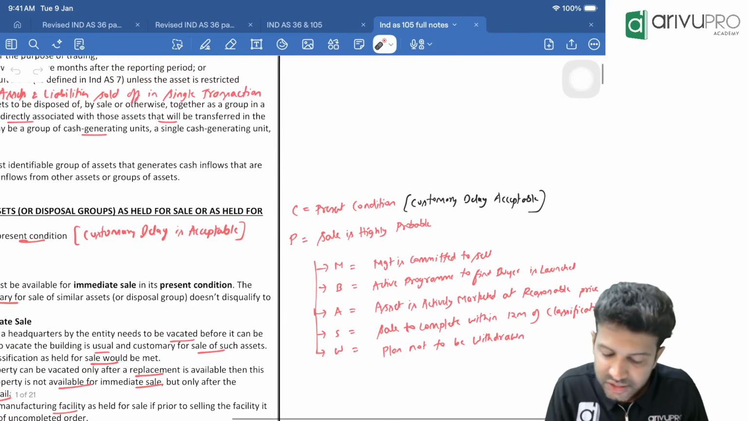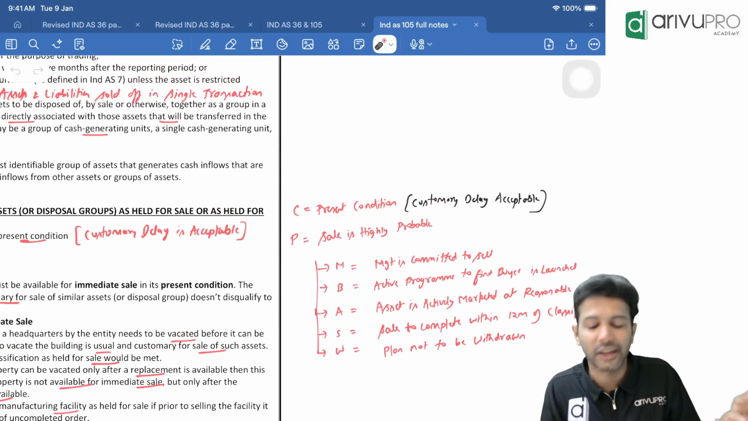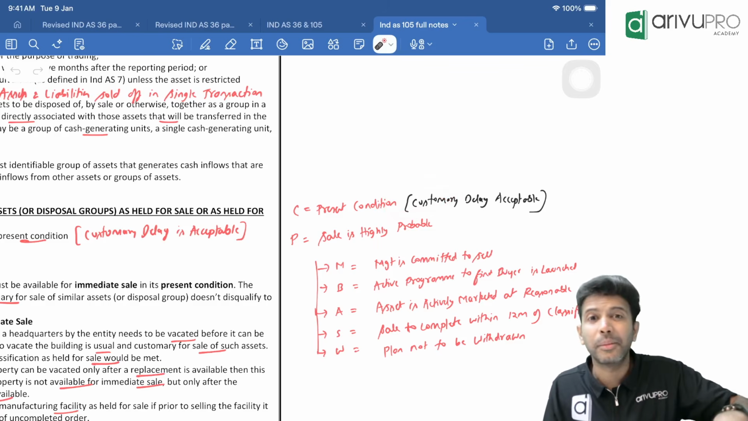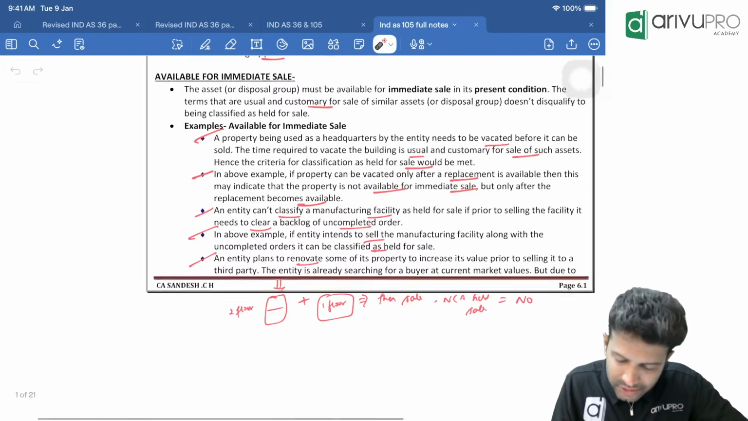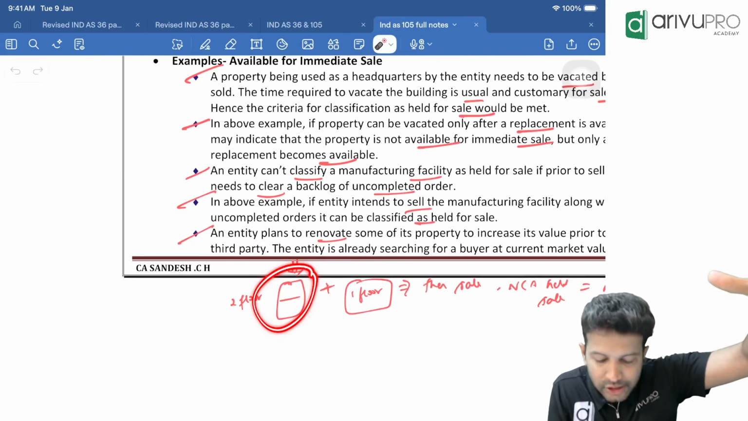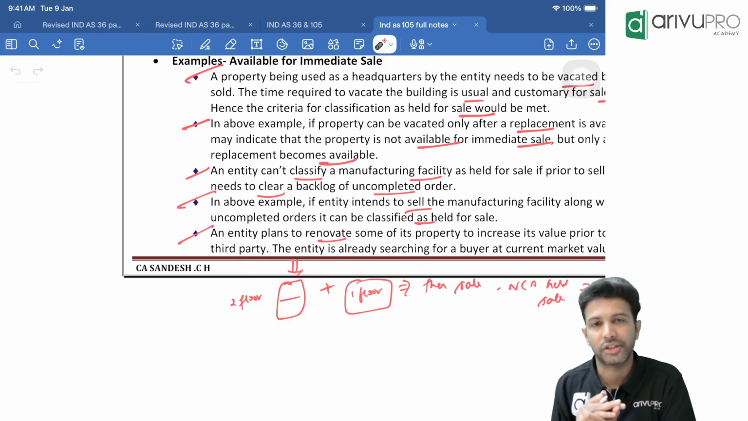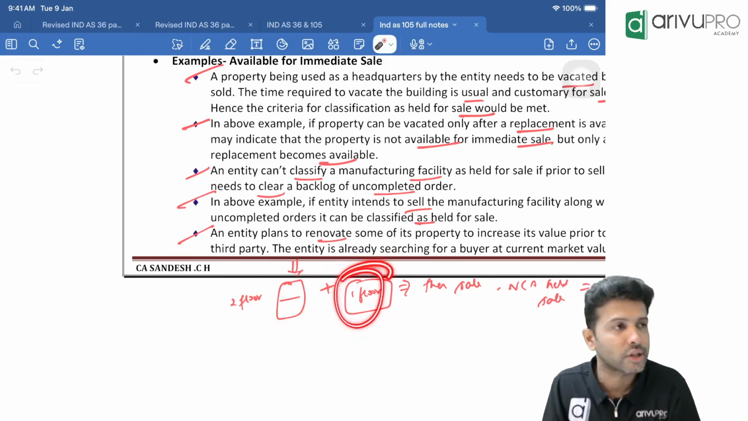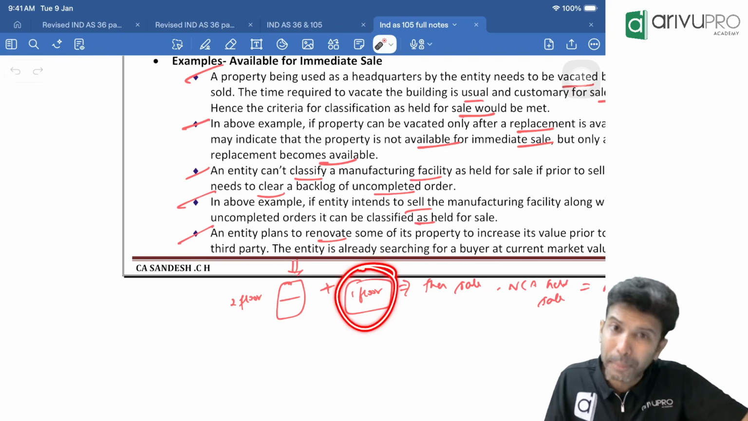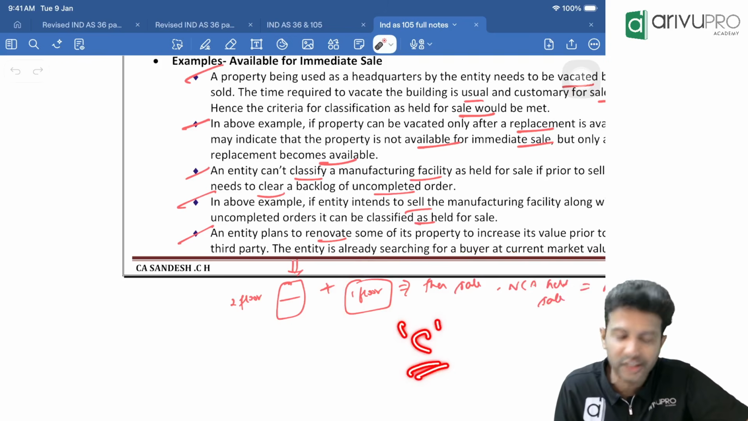Now you tell me, the condition C, sellable in present condition, satisfied or failed? Failed. Why? Sir, C means it should be sellable in the present condition. Present condition means what is the present condition of this building? 2 floors. If the management has an intention to sell this 2-floor building as it is, then we say today it is sellable in present condition. But in this example, company wants to construct one more floor and then sell. That means the day this one more floor construction is completed, that day you can say condition C is satisfied.